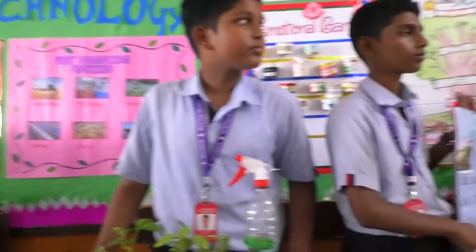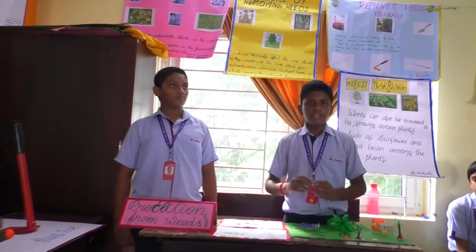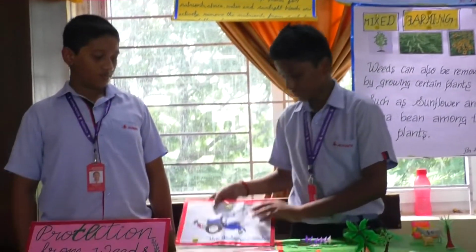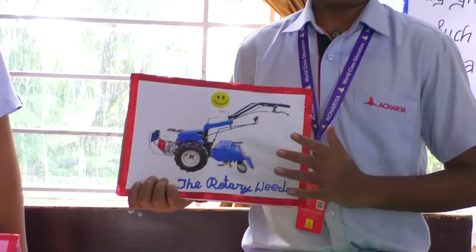And finally, as our class topic suggests, I am going to tell you how to remove weeds using technology. To remove weeds, we can use two technologies. Number one, the rotary weeder. The rotary weeder is a tool used for removing weeds mechanically.